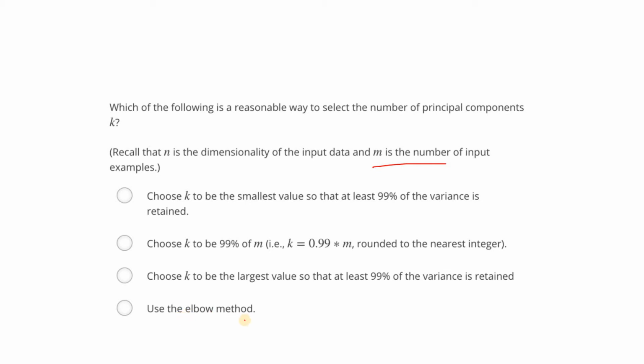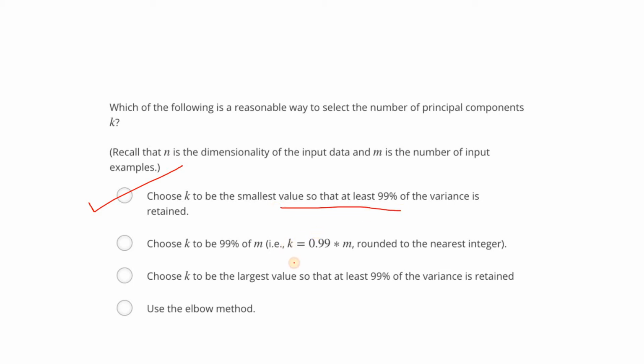Now, pause my video and try to think about the correct answer. Here, there is only one option correct. Okay, right? So, here I am explaining the correct answer. So, no doubt the correct answer is option A. Choose K to be the smallest value so that at least 99% variance is retained.